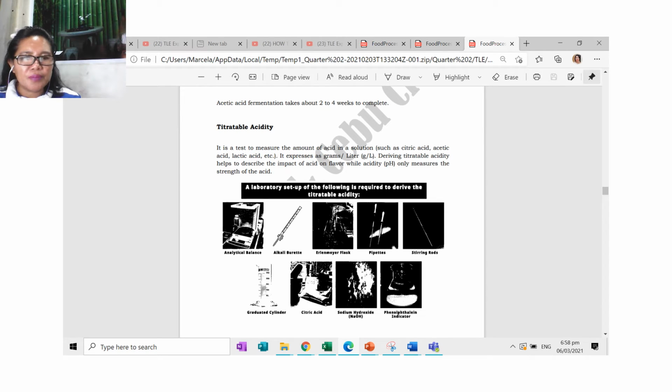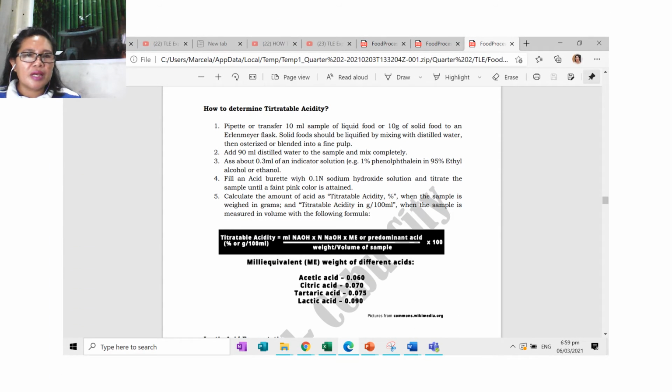Okay? So, for example, mao ni siya ang laboratory setup. A laboratory setup of the following is required to derive the titratable acidity. So, mao ni siya ang process. How to determine the titratable acidity?